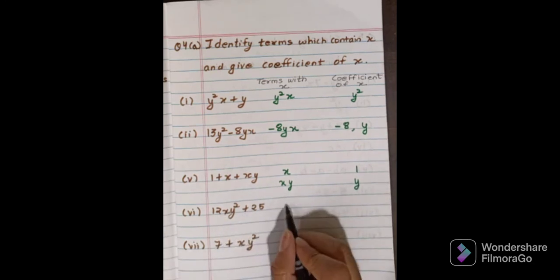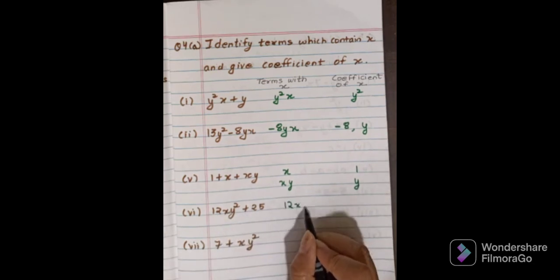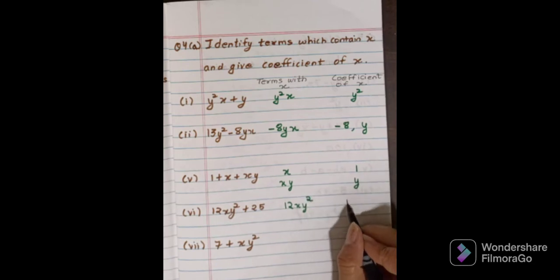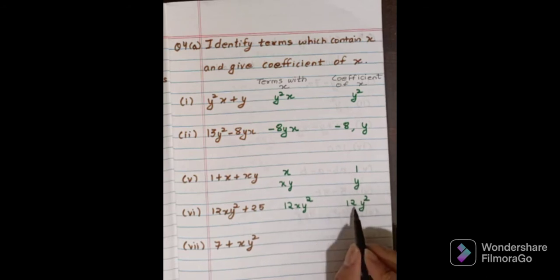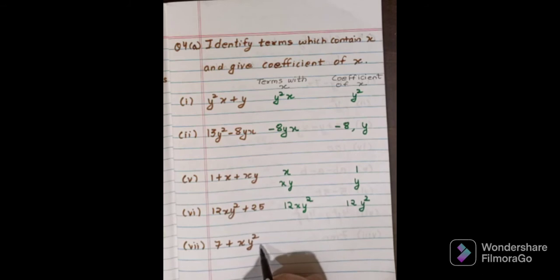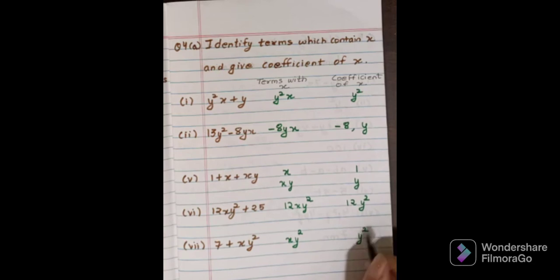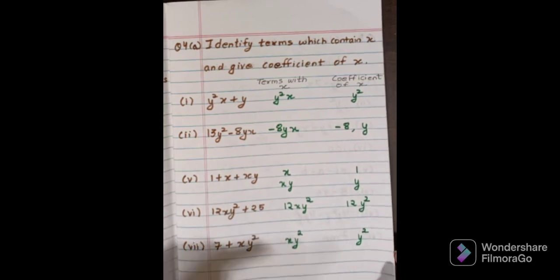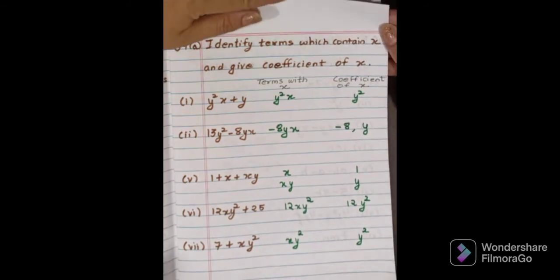Next, out of these two terms we have, the first term has x as variable and its coefficient is 12y square. We will leave x and write the rest of the factors. Now next, 7 plus xy square, here we have xy square, the second term has x and its coefficient is y square because y square is written with it. So this is all about question number 4, part A.